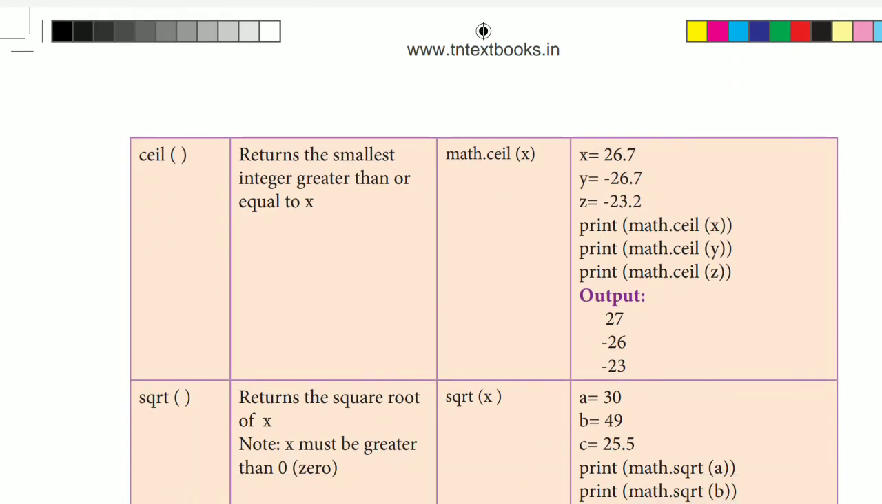Next is ceil, which means ceiling. math.ceil(x) returns the smallest integer greater than or equal to x. So it will take the greater values. You can see that 27 is rounded off, and 26 is used here, and 23 is also used here. So this will take the greater value.